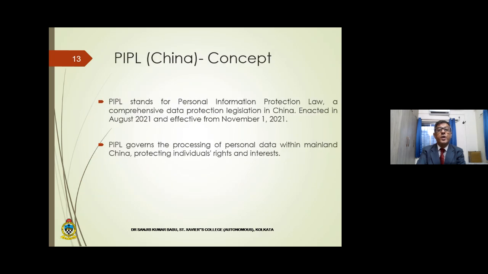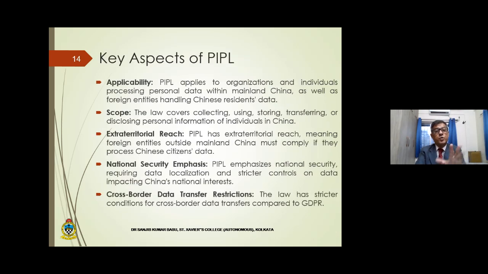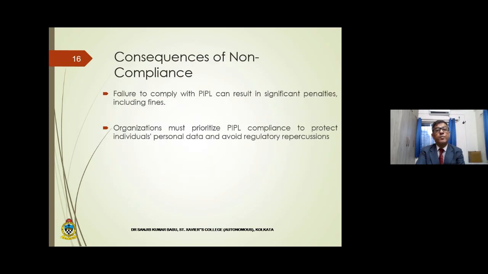As I've told, we have the China PIPL. PIPL is the Personal Information Protection Law. It was applied in the Corona period, August 2021. They are protecting the individual's rights and interests. And you know, the data of China is so secret, so it is difficult to get the data from any Chinese companies. So these are the accessibility scope, extraterritorial reach, national security emphasis, cross-border data transfer. I'm not discussing their compliances.